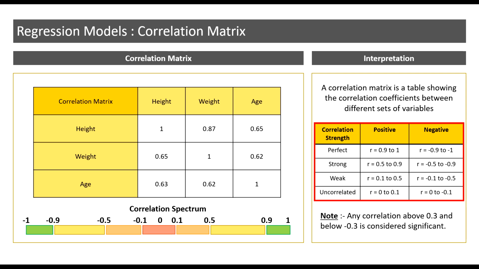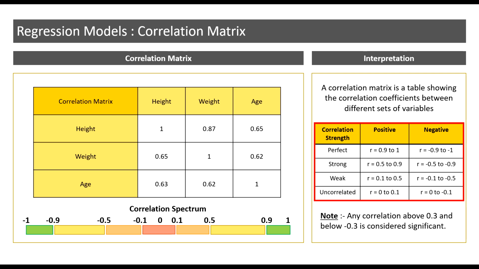Now, we say that two variables have a strong correlation when the correlation coefficient is between 0.5 to 0.9 or -0.5 to -0.9. This is the area highlighted in yellow in the correlation spectrum. Moving on, we say that two variables have a weak correlation when the correlation coefficient is between 0.1 to 0.5 or -0.1 to -0.5. This is the orange area highlighted in the correlation spectrum.